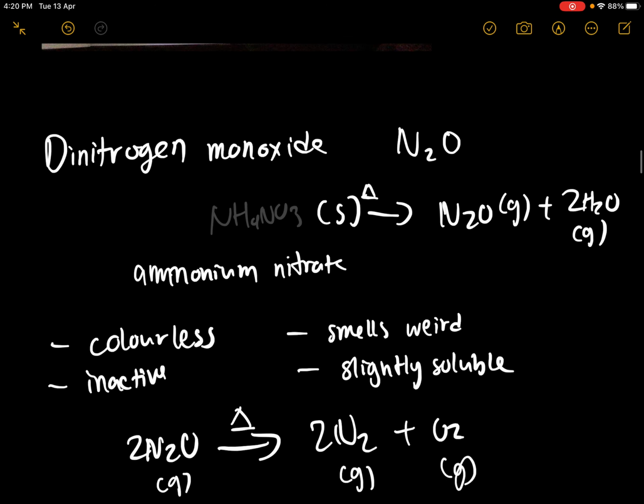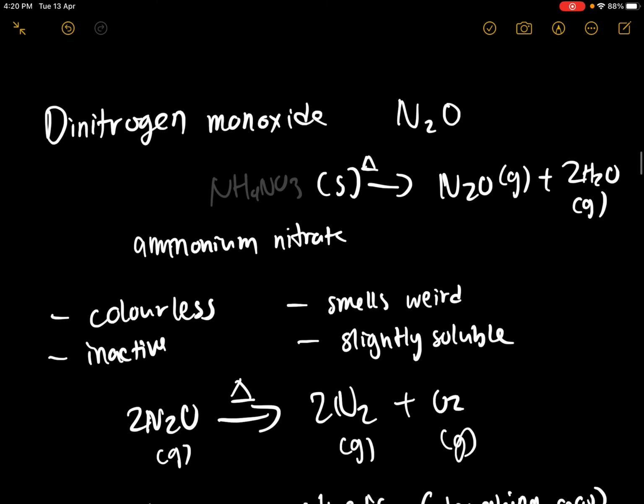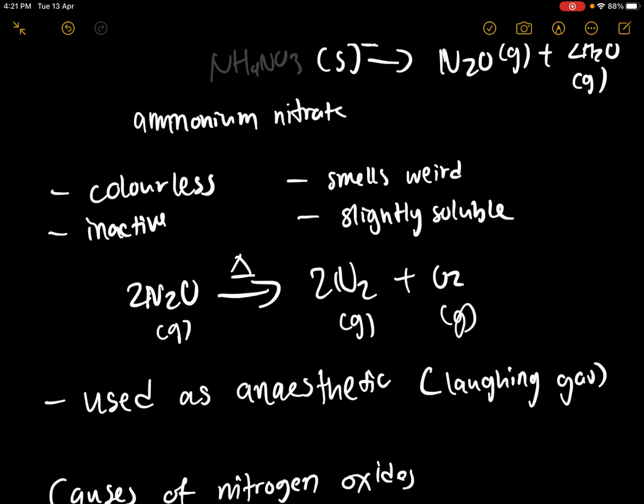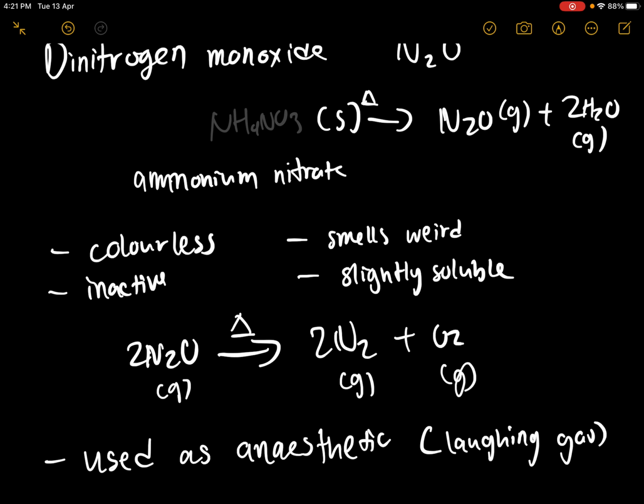Next, dinitrogen monoxide, N2O. The only thing that they mention is how it's prepared, which is decomposing ammonium nitrate. Then it'll turn into water and laughing gas. Yeah, laughing gas. Nitrous oxide is also called laughing gas because when you inhale it, you will feel funny inside. It makes you laugh for some reason. So this can be used as an anesthetic.